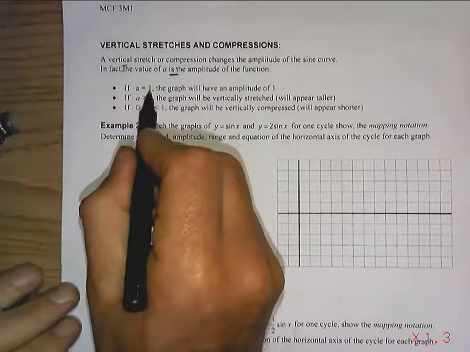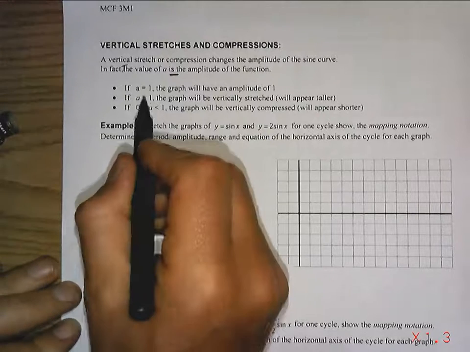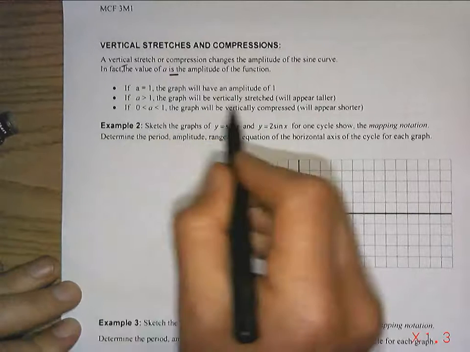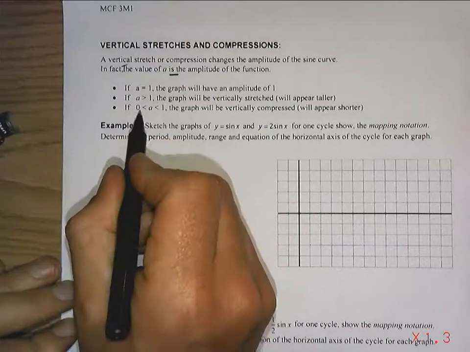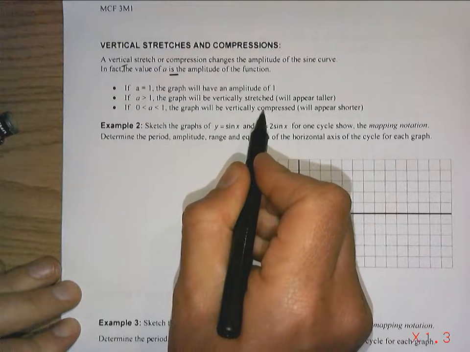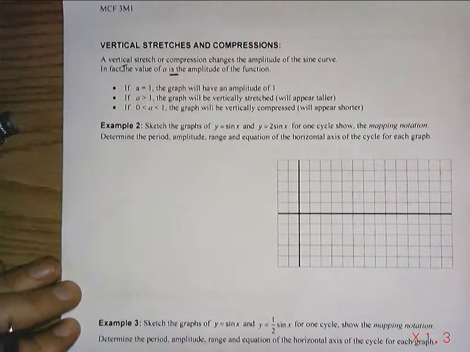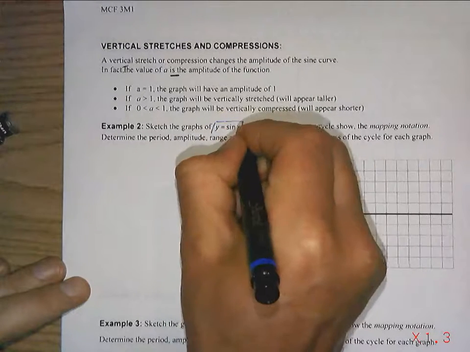So if A equals 1, the graph will have an amplitude of 1. If A is greater than 1, it's going to be vertically stretched from our original curve. And if A is a fraction between 0 and 1, then it's going to be vertically compressed. It's going to look shorter. So we're going to do two questions. We're going to graph two equations so that we can see the difference.